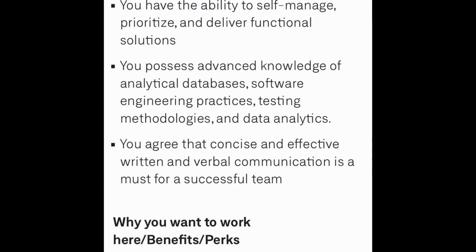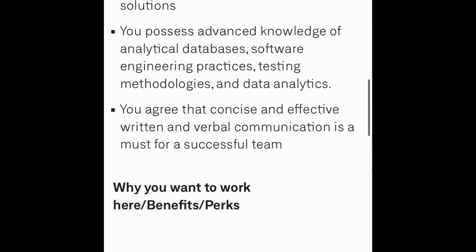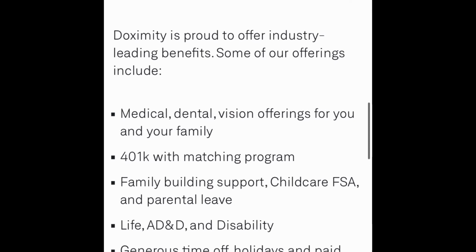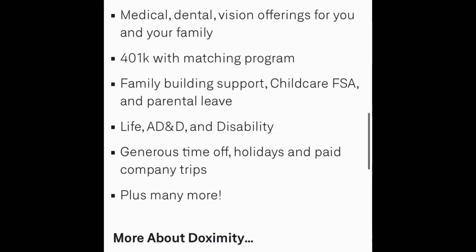Why you want to work here: benefits and perks. Doximity is proud to offer industry-leading benefits. Some of our offerings include medical, dental, and vision coverage for you and your family, a 401k matching program, family building support, life, AD&D, and disability insurance, generous time off, paid holidays, plus more.